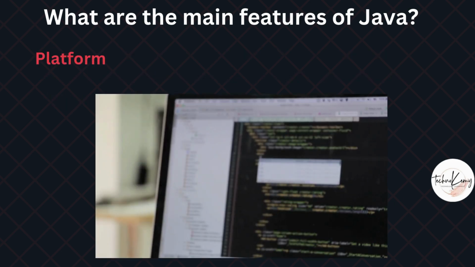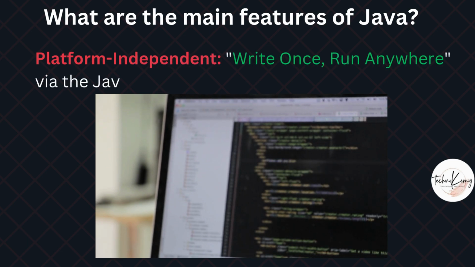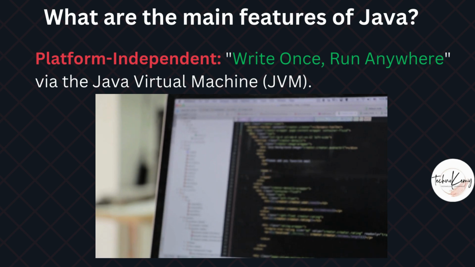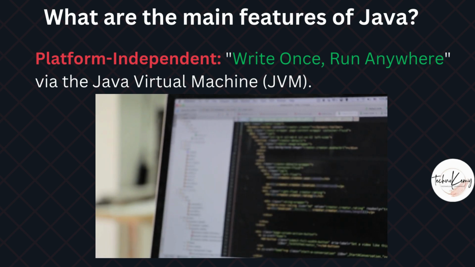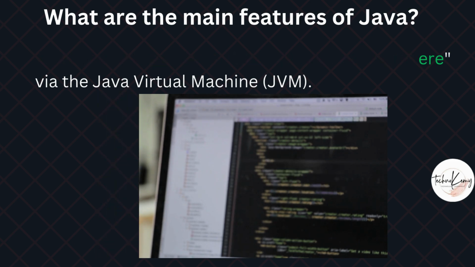Second, it is platform independent. It means Java is designed to be platform independent at both the source and the binary level. And this is achieved through the Java Virtual Machine (JVM), which allows Java to run or execute on any device or operating system that has a JVM. The slogan "Write once and run anywhere" captures this feature.